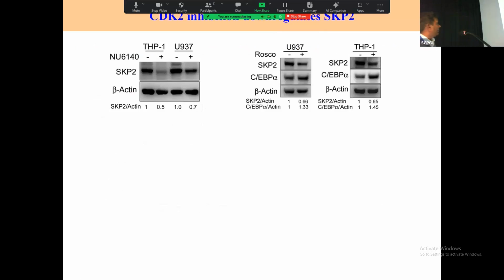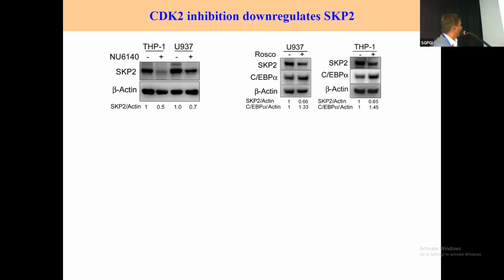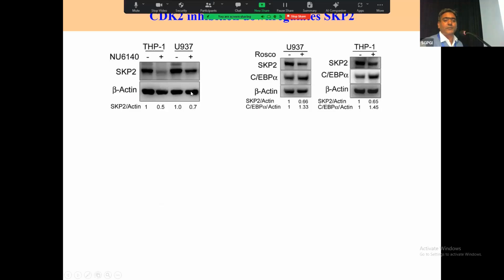Now, if it is so, we again used two different inhibitors. This time we used NU6140, which is CDK2 specific, and then again roscovitine. So we used two different inhibitors to really confirm if it is happening that way. What we found when we inhibited CDK2 was that SKP2 expression was downregulated. Even in this condition, with roscovitine it was downregulated, but CBP alpha was slightly restored. We used two different inhibitors and we confirmed that SKP2 is indeed getting downregulated once we inhibit CDK2.